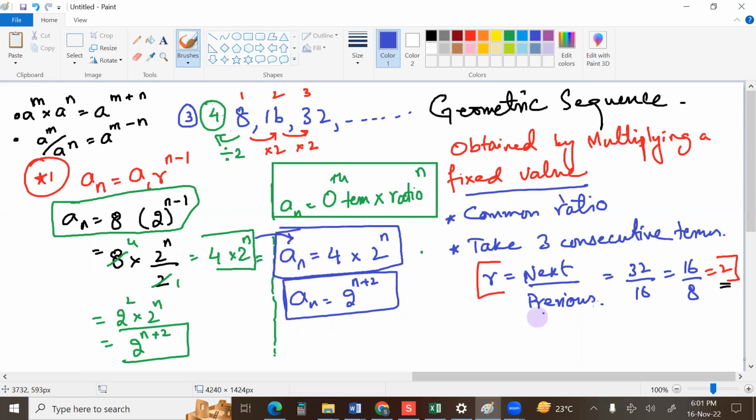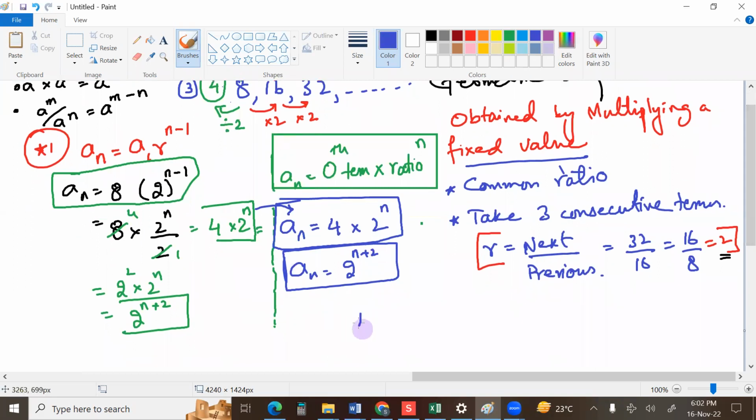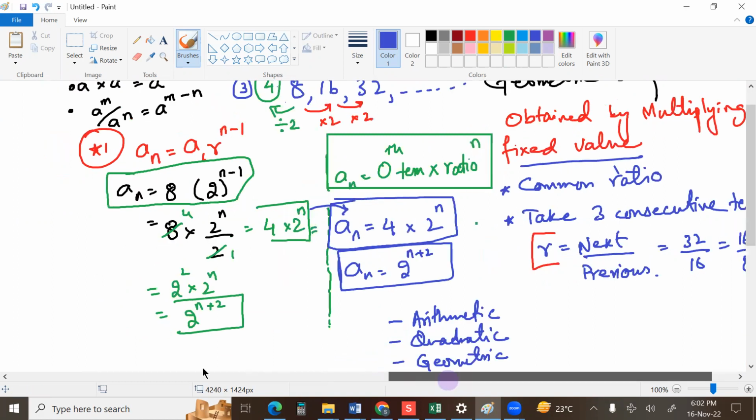So far, what we have done is three sequences. First, we did arithmetic. It's obtained by adding a fixed value. Then we did quadratic. If the first difference is not constant, we can check for the second difference. If that is constant, then it will be quadratic. And then we did geometric sequence. This is obtained by multiplying a fixed value.